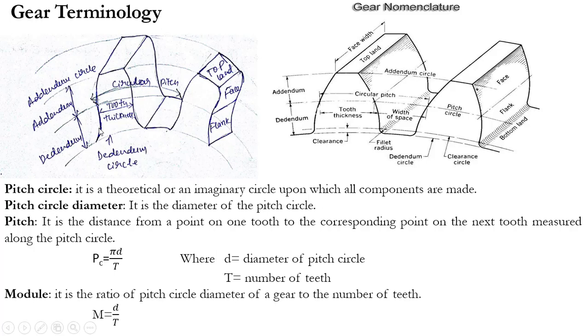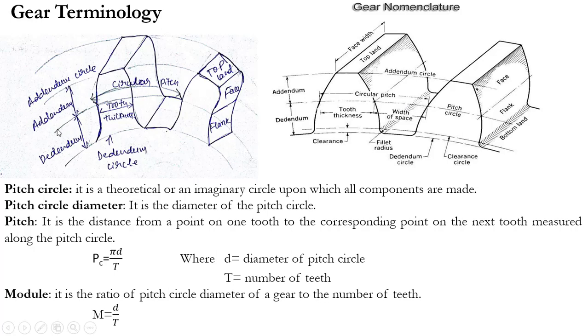That means by making use of that pitch circle as a reference, we will design all these remaining things actually. Or you can say by taking the pitch circle as the reference, all the other parts will be designed and built. So that is called the pitch circle. You can see in this diagram I have the pitch circle here. So the name itself is clearly given. This is a pitch circle. It's a theoretical or imaginary circle on which all other components are made.